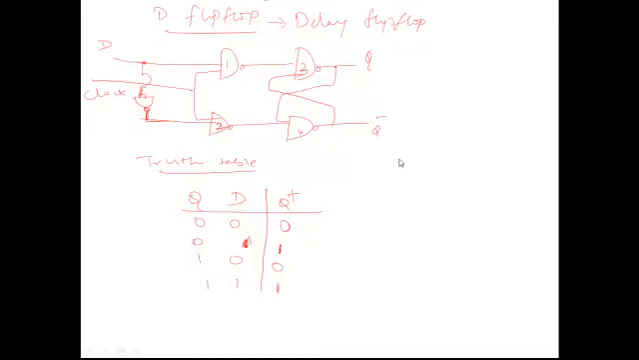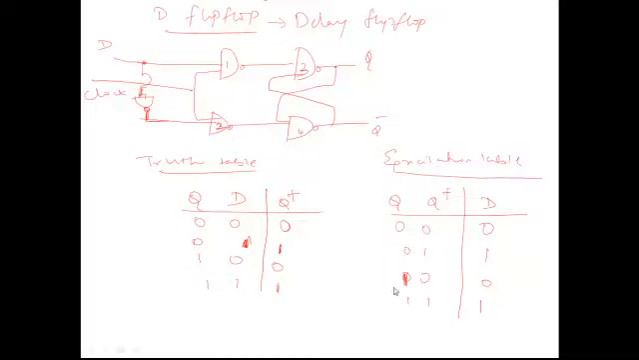Now coming to the excitation table. As I told you, the excitation table is nothing but present state and next state, with which we have to find out what the input is. Input is D. So present state and next state will have 4 combinations. As I have told you, you can find it from the truth table: 0 and 0, D is 0; 0 and 1, D is 1; 1 and 0, D is 0; 1 and 1, D is 1. So this is very simple, the D flip-flop.